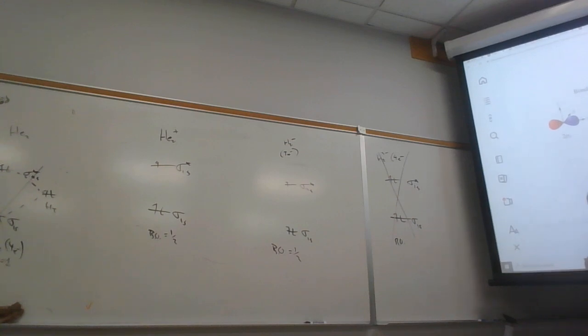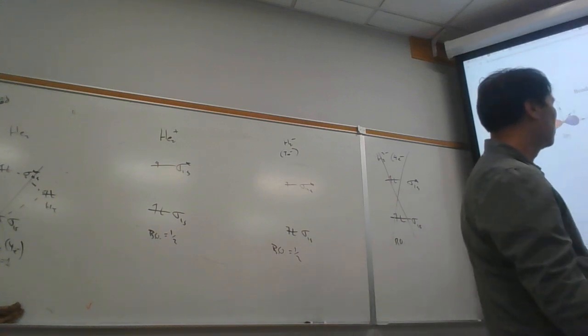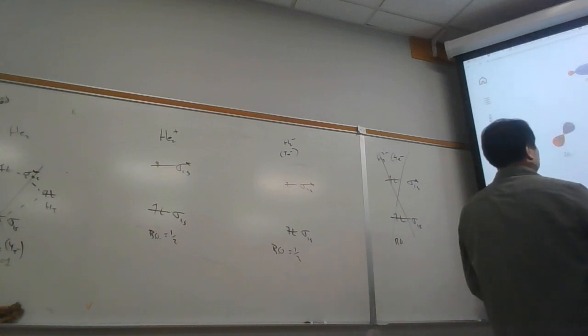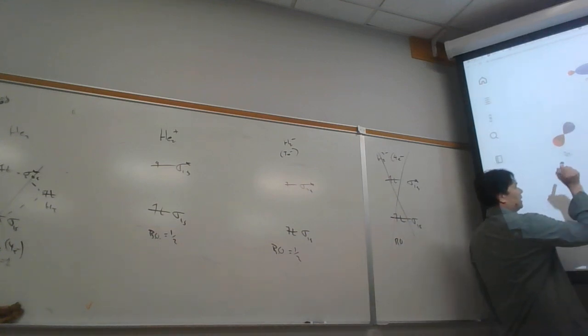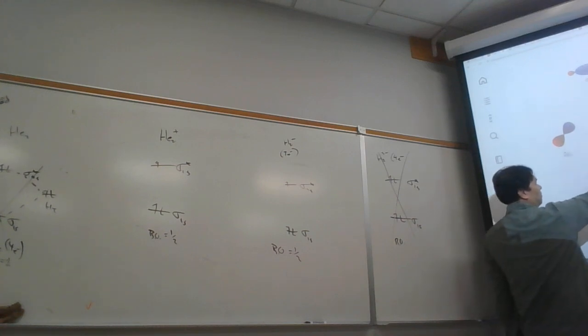And star means anti-bonding. Star means that we don't have much density in the internuclear region, which means that nuclei are going to repel each other, which means it's not favorable for bonding. We also have the PX. In this case, the PX are coming in and out of the board. And so here, there's positive, positive, and negative, negative.